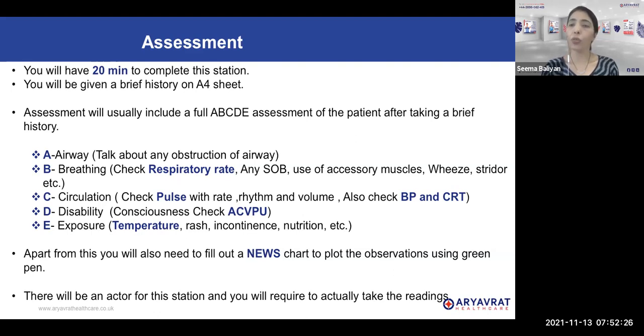And then you will also need to decide whether the score is something that you are worried about, and hence you need to escalate the care further, or you do not need to escalate. And last but not least, you will need to initial or sign the NEWS chart. And as I have already told you, there is going to be an actor for this station. So it is the actual readings that you will need to take. There is not going to be any flashcard.